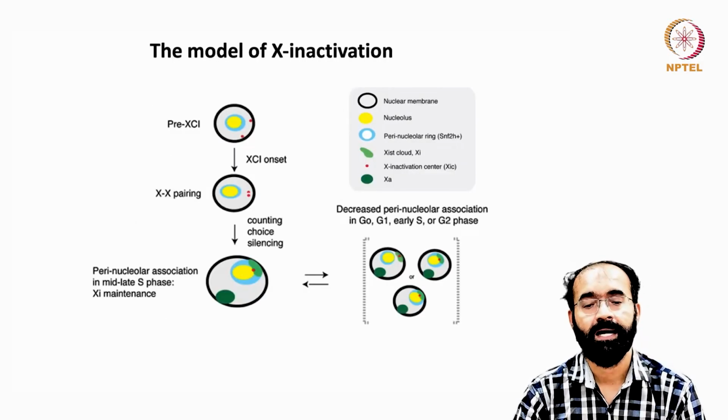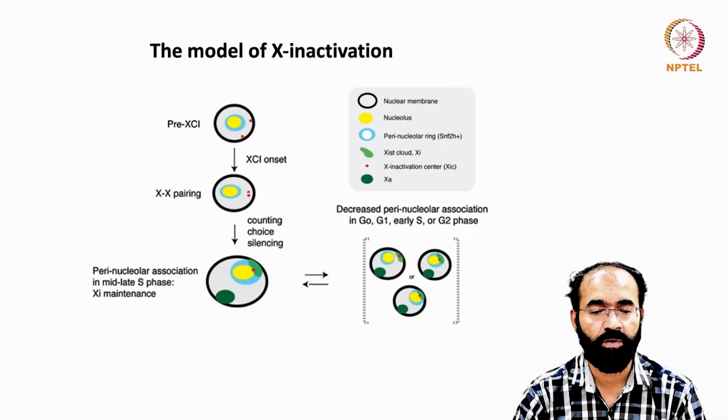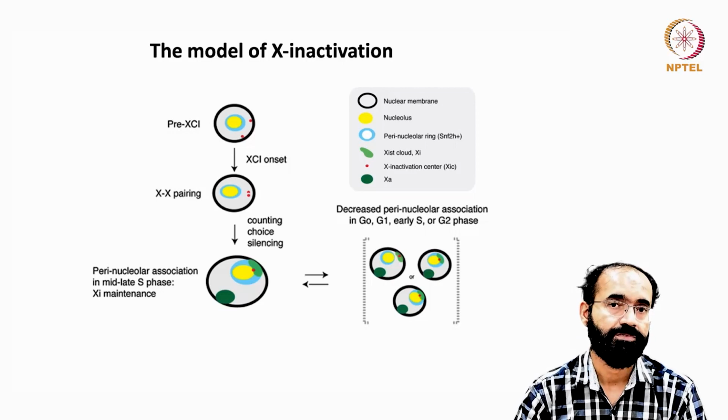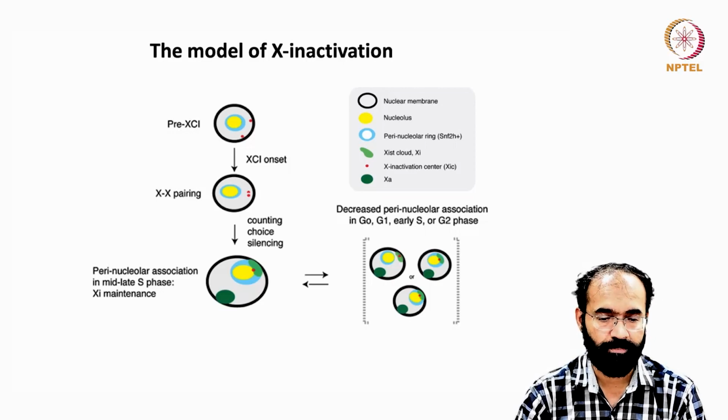So let us see in this cartoon a model for X inactivation. So you have pre-X chromosome inactivation. That means both X chromosomes are given equal strength, equal bias to express. That is pre-X chromosome inactivation.